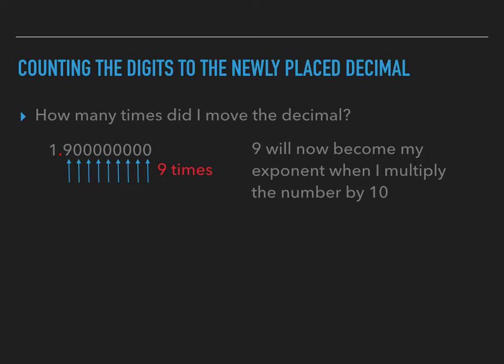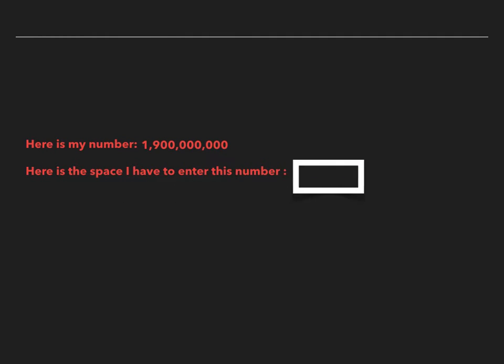So I'm going to keep my 1.9, but I'm going to get rid of all the other zeros. After this, I will multiply by 10 with my exponent being 9, and the number will finally be 1.9 times 10 to the 9th. As you see, our exponent was 9 due to the 9 times that we moved the decimal. So now 1.9 billion becomes 1.9 times 10 to the 9th. Back to the first slide, as you can see, my 1.9 billion will now fit into this small space that we were given.